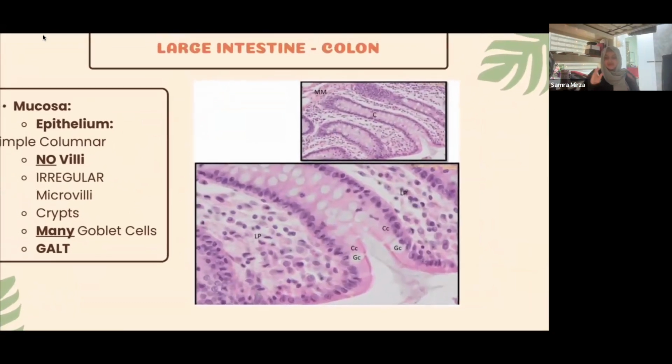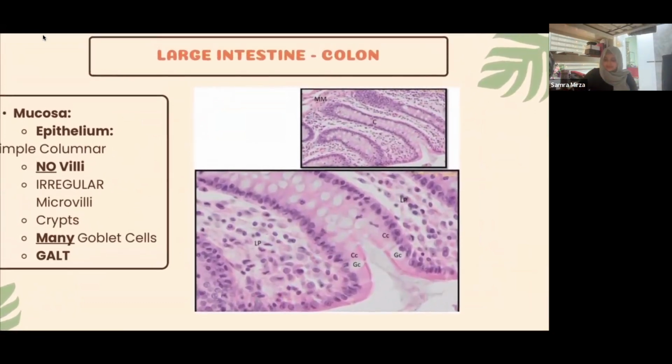Large intestine, or the colon itself. You can see that the colon, again, has no villi, albeit there are microvilli, but they're very irregularly arranged. So you won't see them very clearly, and you won't see them throughout the colon, but you'll see them at certain points. You can see this little pink outline over here at specific intervals. Those are the microvilli lining the large intestine.